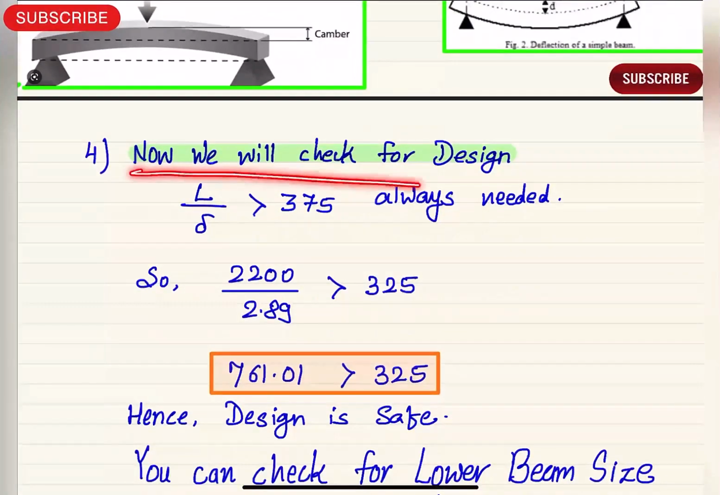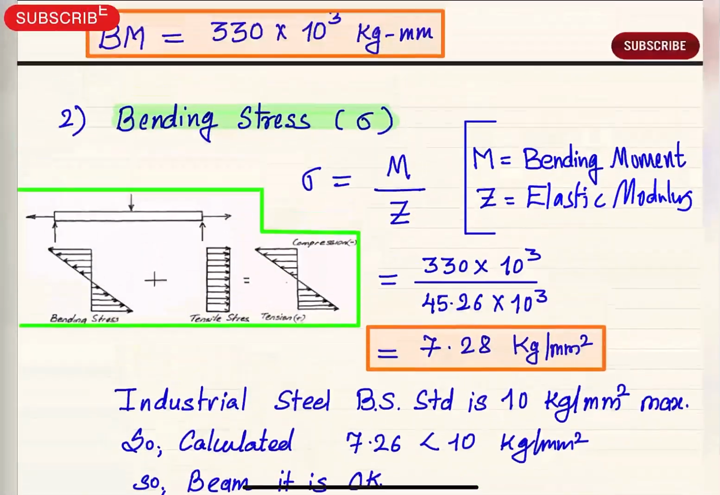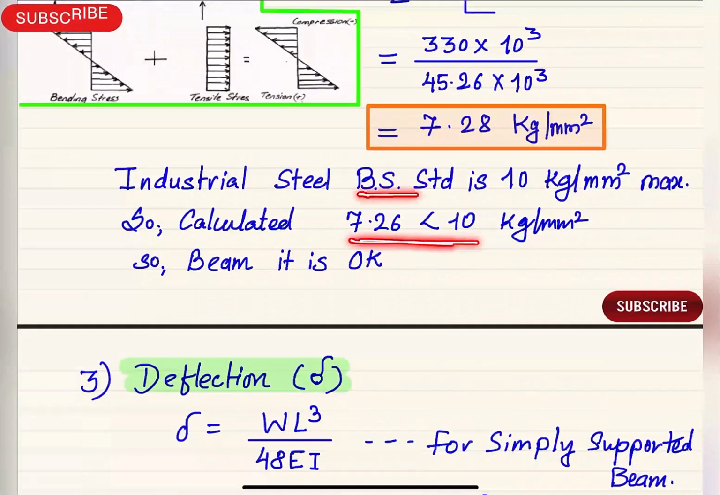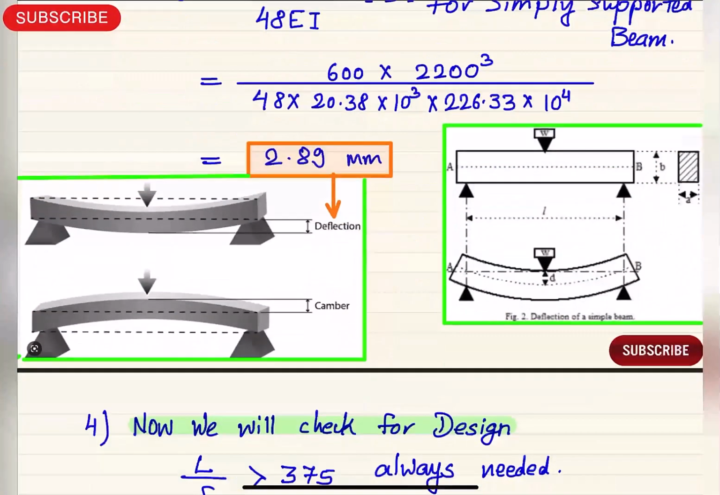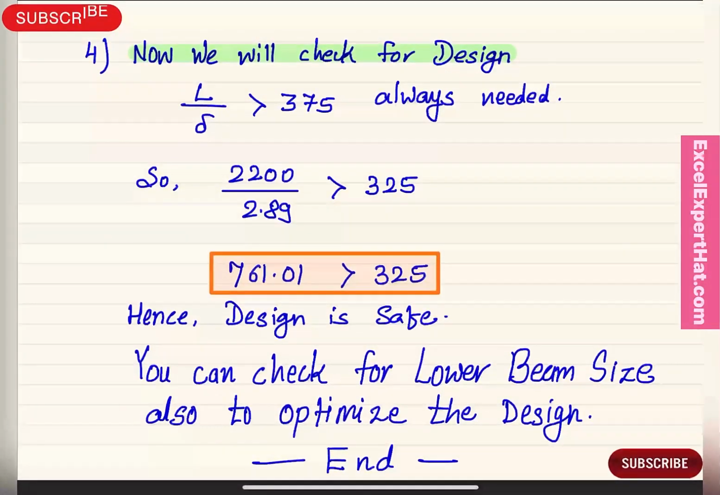Now we will check the design. Guys, we have calculated the bending stress, which is okay with the BS standard, but now we also need to check whether the deflection we have calculated is safe or not. So L by delta, meaning length upon delta, which is the deflection, has to be greater than 375, which is a standard value from the BS standard. So 2200 is the beam length and 2.89 is the deflection. 2200 divided by 2.89 comes to a value which is greater than 375. Hence, this proves that our design is safe.